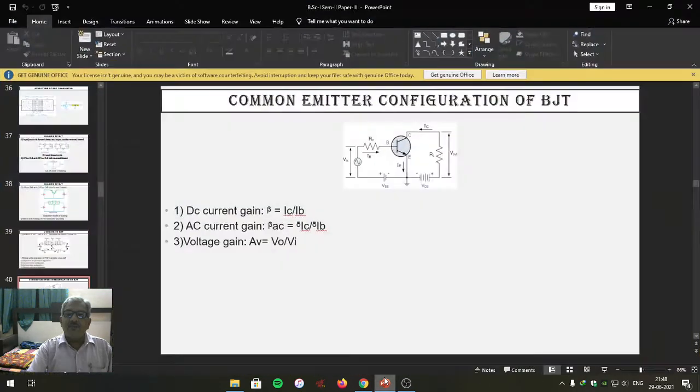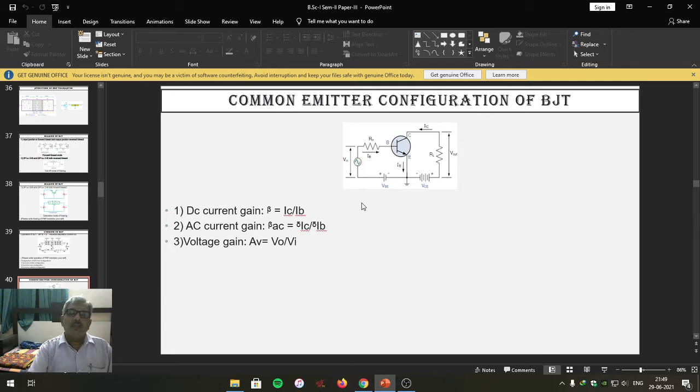Student friends, today we are going to study one of the configurations in detail, and that is known as common emitter configuration. Student friends, common emitter configuration means the emitter is common for input as well as output.